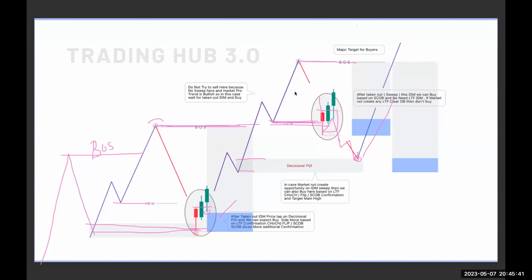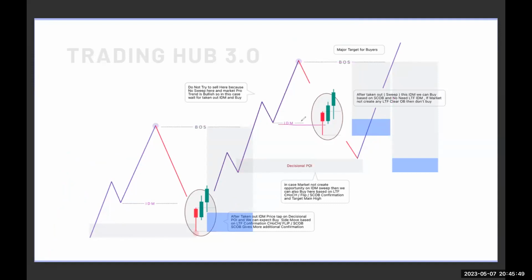Okay. And the next scenario: market takes out the inducement, but there is no order block to mitigate here. It just sweeps this liquidity. That's why we can buy here, having taken out the inducement and mitigated here, and continue going higher high. If this setup fails, then you can also buy here on your extreme order block and continue going higher high. So these are the possible scenarios for you for buy.